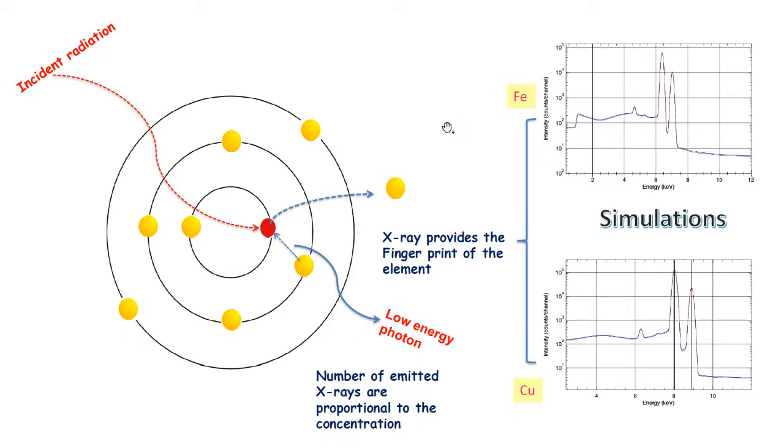And as I said, I would need to have an incident radiation. Because we nuclear physics people like to do simulation before we do anything, we use our simulation knowledge from nuclear physics to see that if I have some source where I excite either iron or copper, they give me different signals. So these are my iron X-rays, these are my copper X-rays.